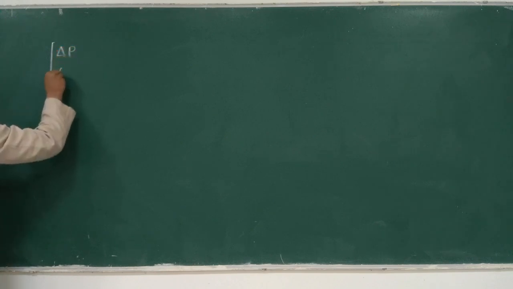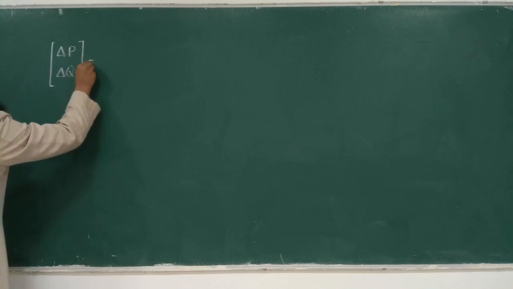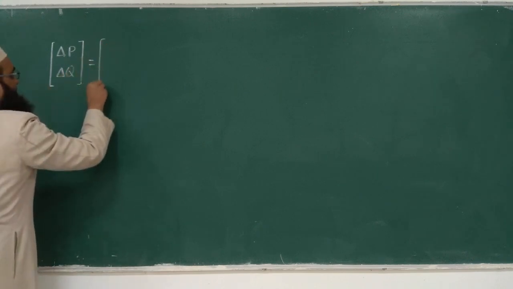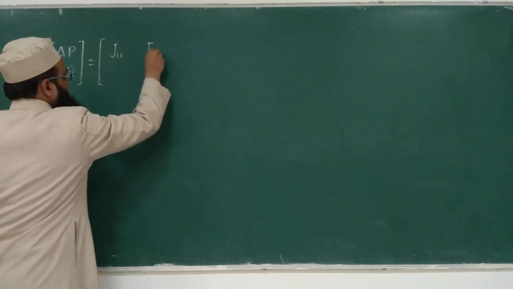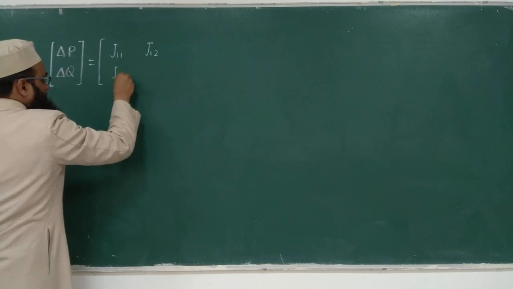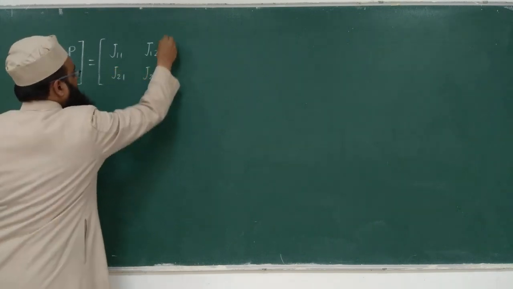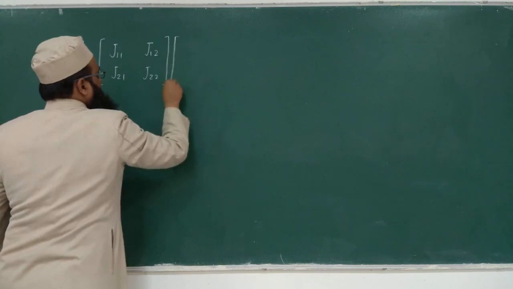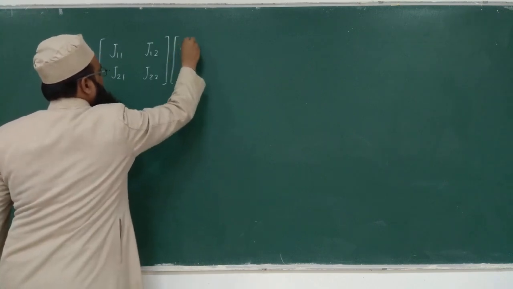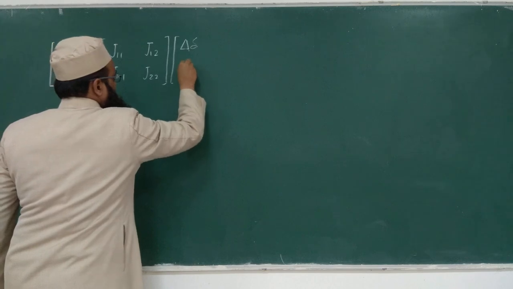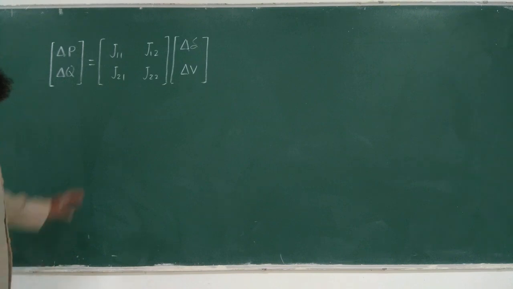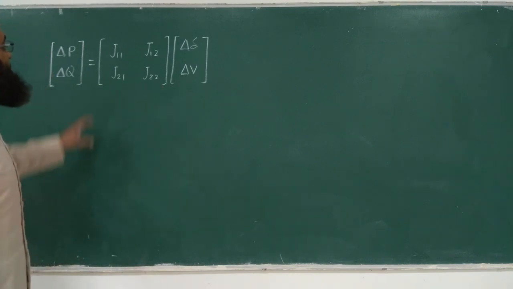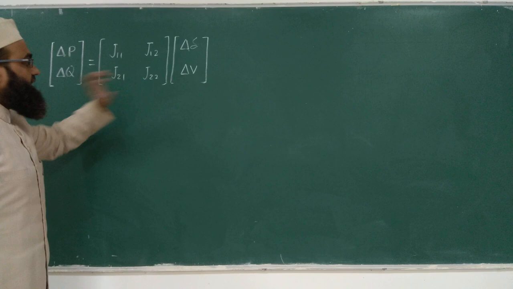del P and del Q may be written as, this column vector may be written as a Jacobian matrix whose elements are J11, J12, J21 and J22. And the corrections or variables are del delta and del V. Vectors, all are vectors. This Jacobian matrix is having four sub-matrices J11, J12, J21 and J22.